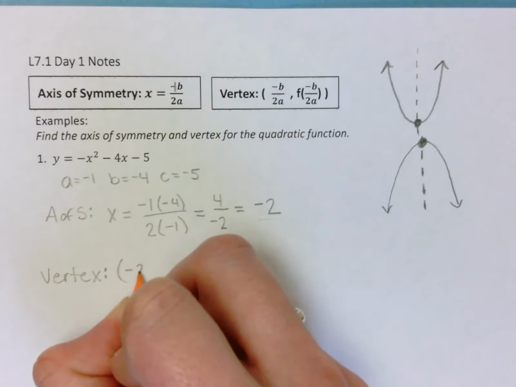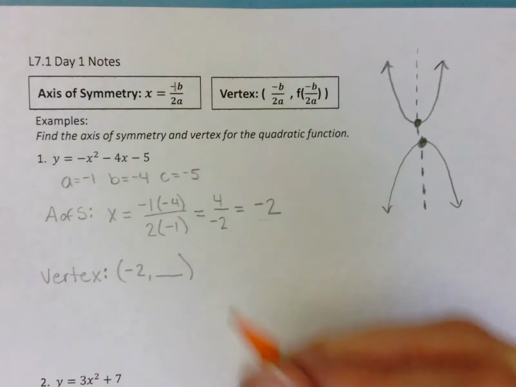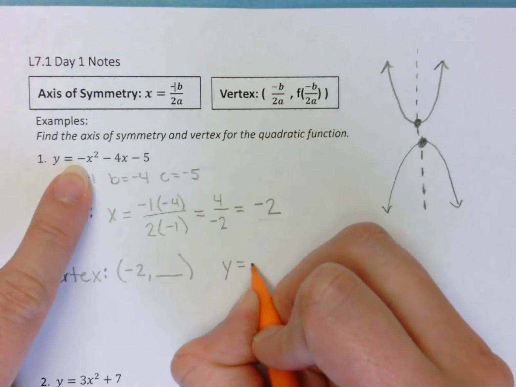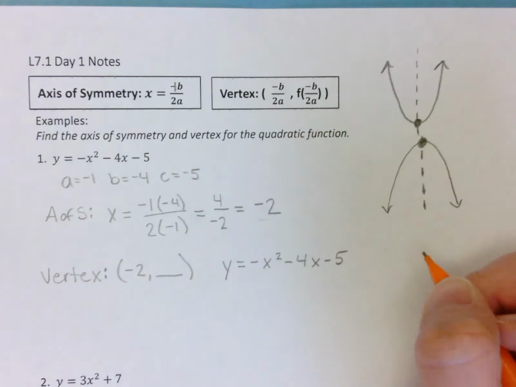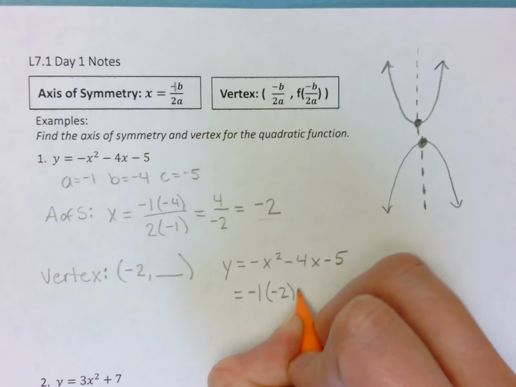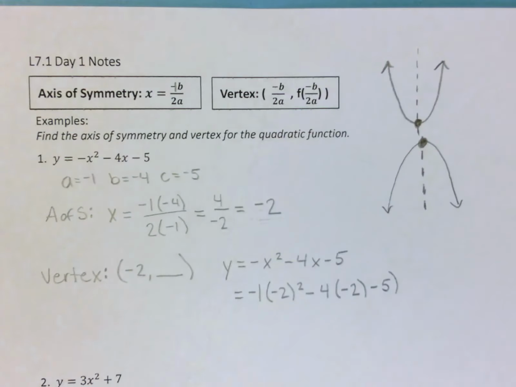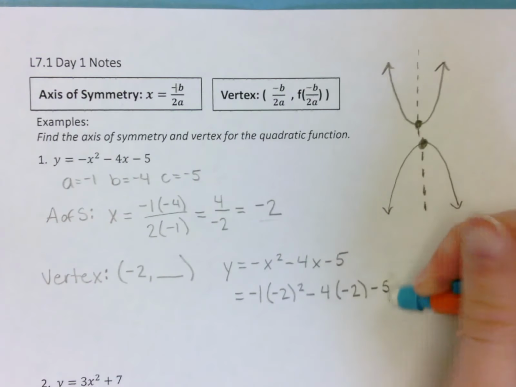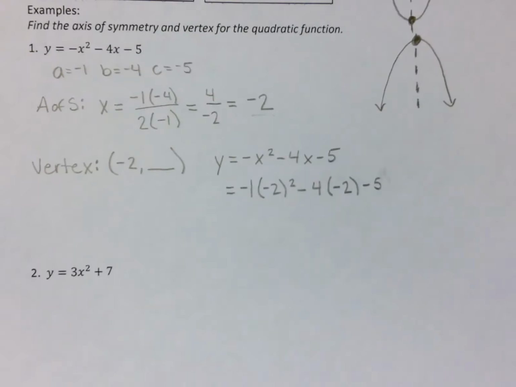So -2 will be our x value. We just need to evaluate and find the y value. So take the original equation that you're given and substitute the x value that you found for the axis of symmetry. You could evaluate this a step at a time using order of operations. Also, the calculator can evaluate this because it does order of operations correctly as well.